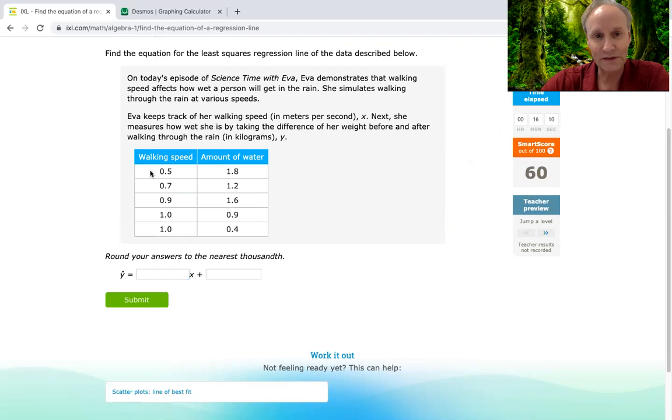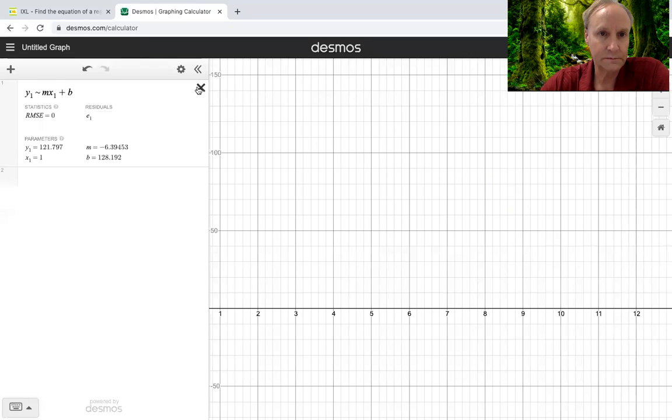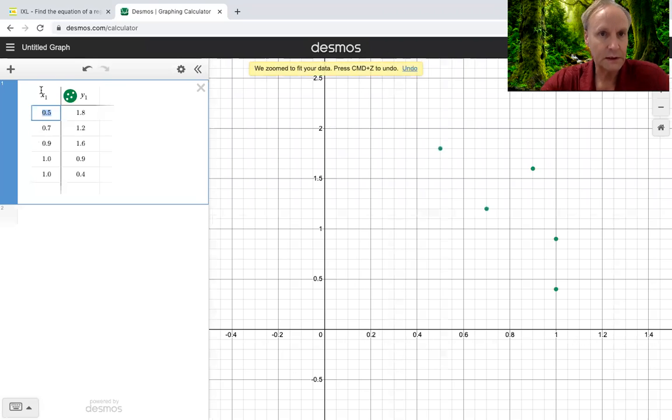We're gonna copy these guys. Come on, having issues. There we go. Command C. Go to Desmos, close these guys out, and we put it in the blank box. There's my data. Definitely a strong negative correlation. These two outliers, they're not going to affect it a lot. Our line is going to be like right here.